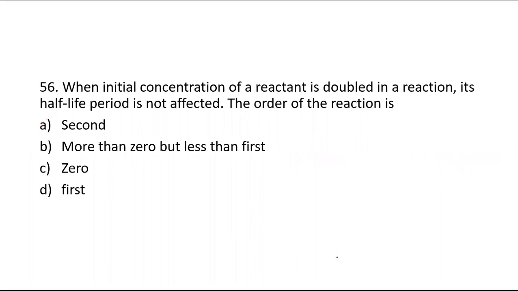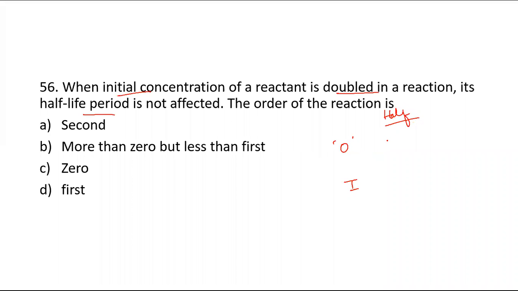Next, when the initial concentration of a reactant is doubled in a reaction, its half-life period is not affected. See, what are they doing to the initial concentration? They are doubling it. Therefore, its half-life will not be affected. Then the order of the reaction: we have two orders, first one is zero order, then first order. Let us write the half-life for zero order and first order.